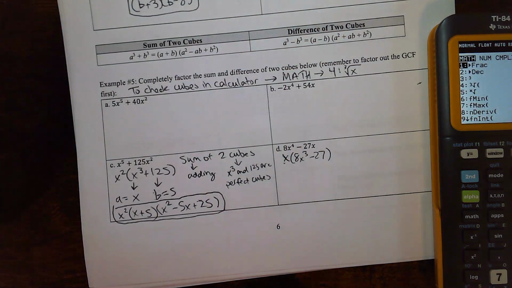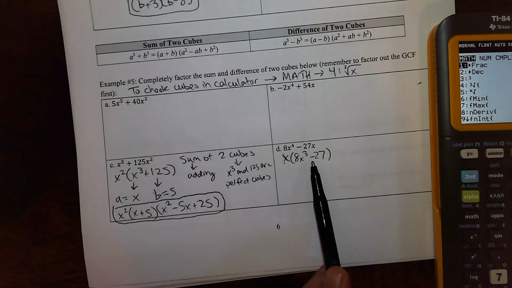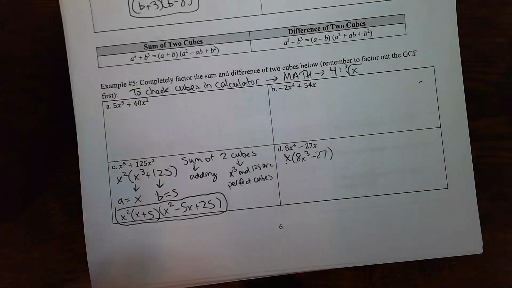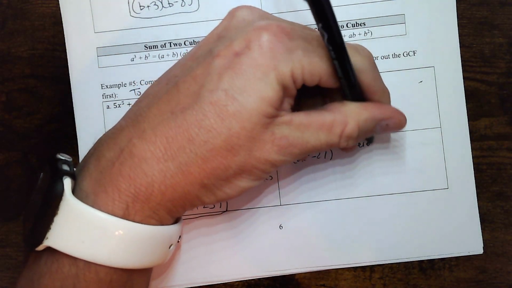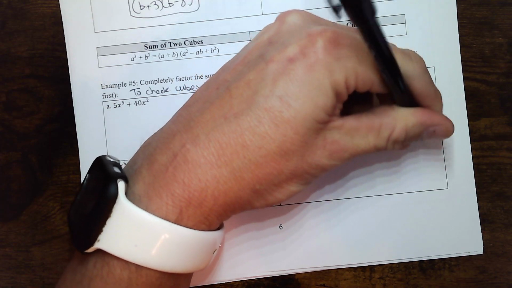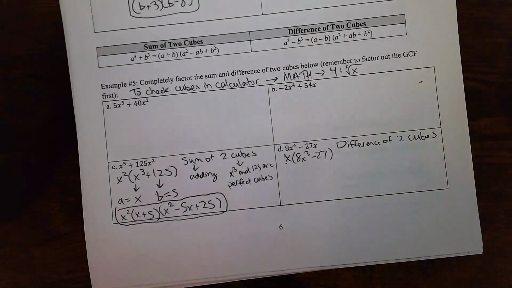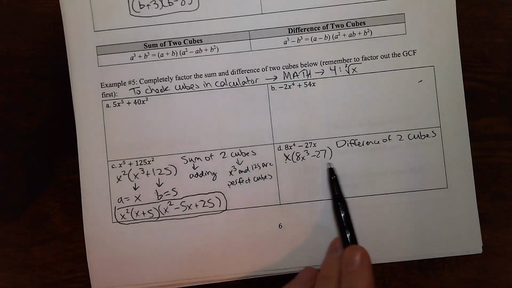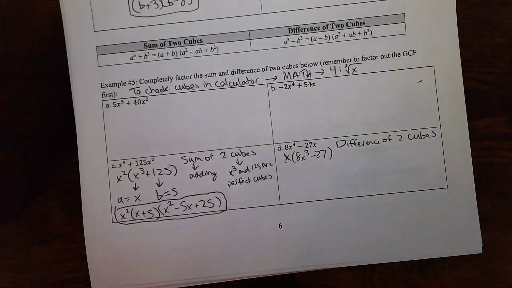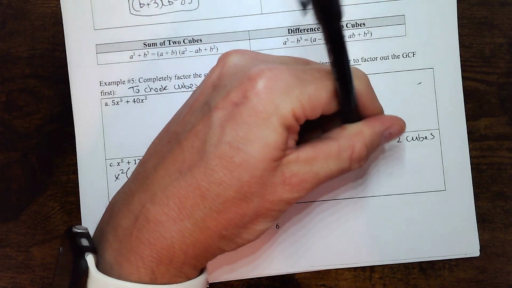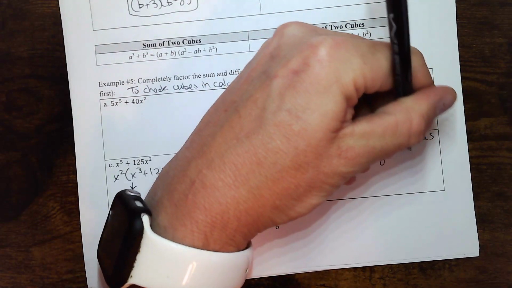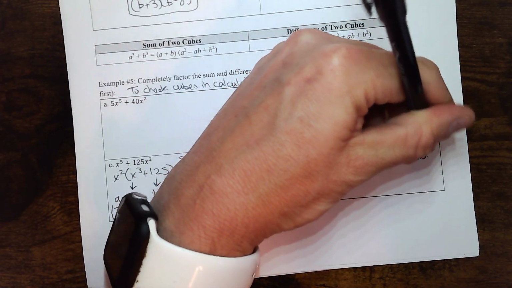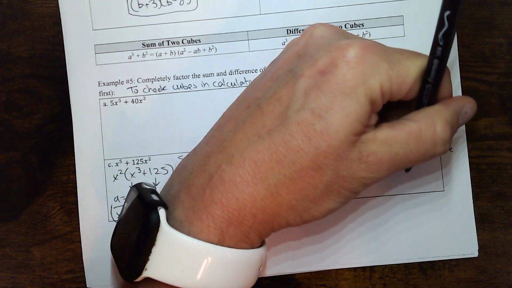Okay? Now let's look at what's left over. This is what we call a difference of two cubes. Difference because it's subtracting, and two cubes because what times what gives you 8? 2. What times what gives you 27? 3. So these both have perfect cube roots. Difference because it's subtracting, and two cubes because 8x cubed and 27 are perfect cubes.